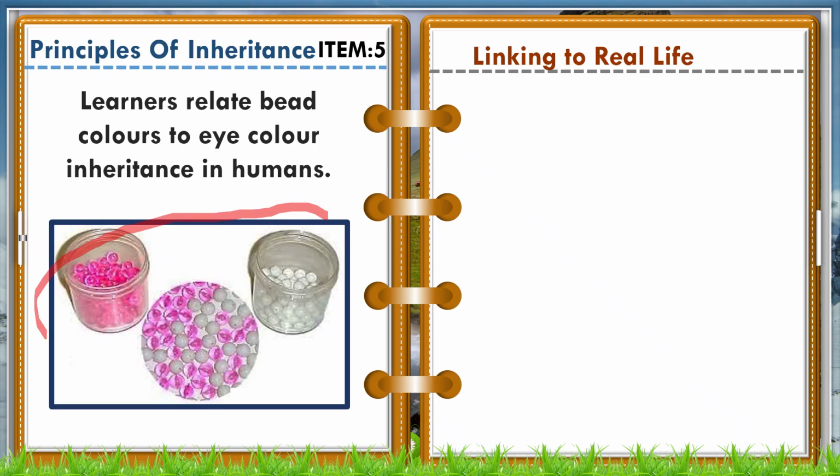So in our diagram here, we have two types of beads. They are the red and the white beads. And this one is going to be a combination of the beads. Task.